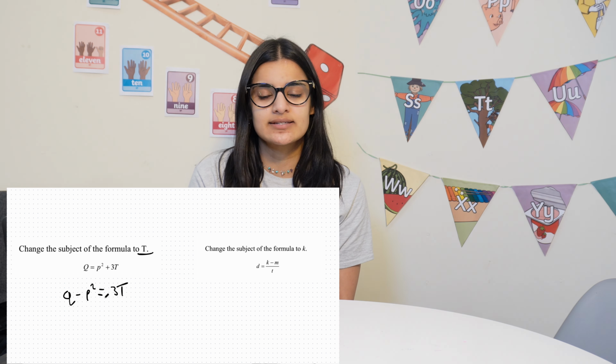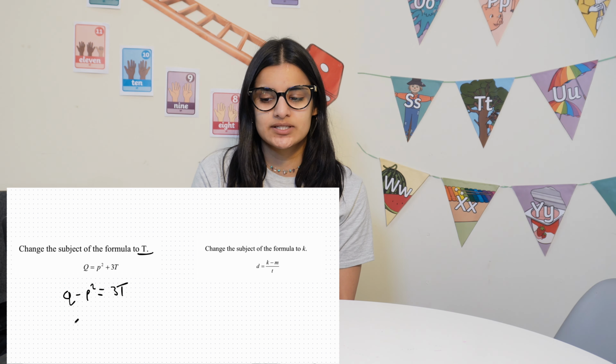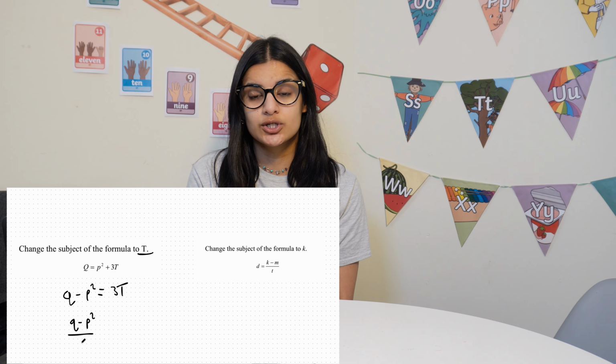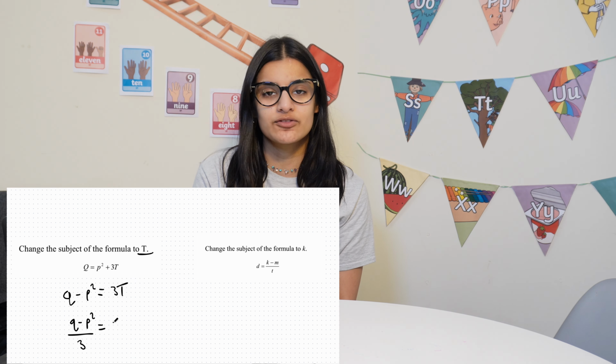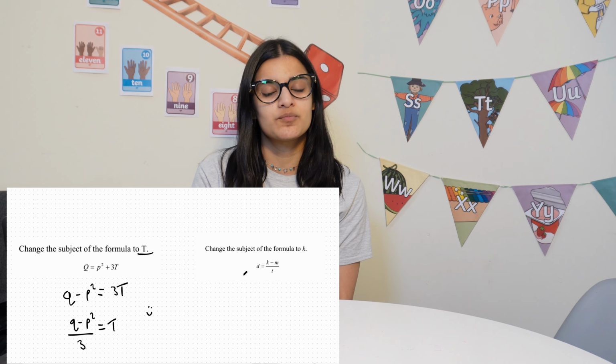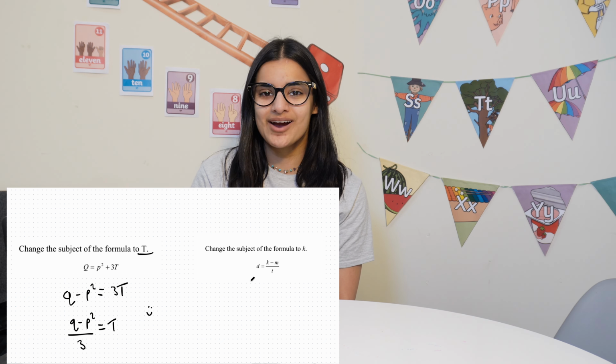Now, to completely isolate t, I'm going to divide both sides by 3, all right, which will leave me with t equals q minus p squared over 3. Remember, throughout this, we just did the opposite function that we saw, all right, to cancel it out. All right, let's try the next one.